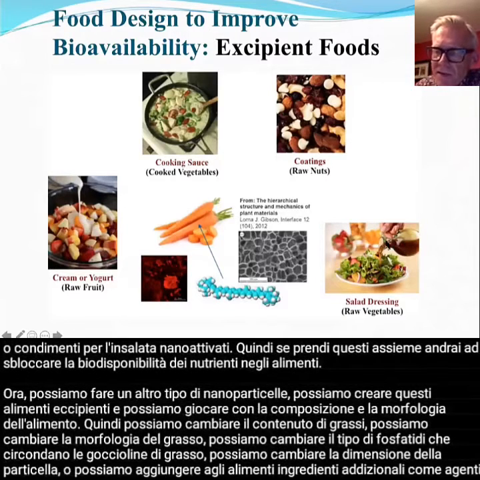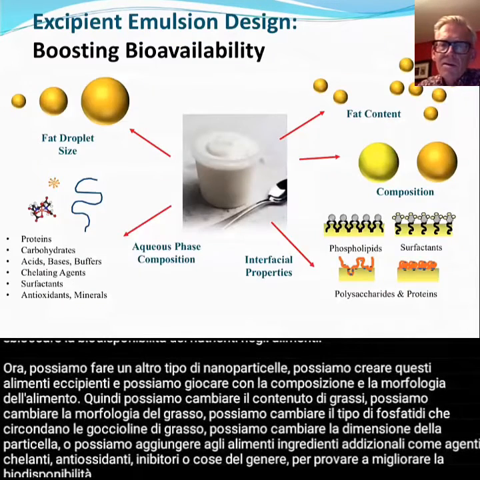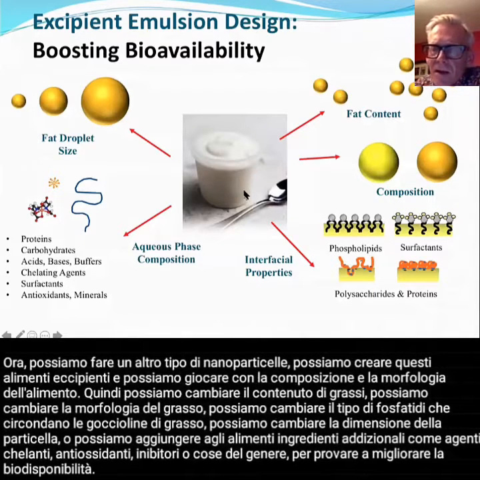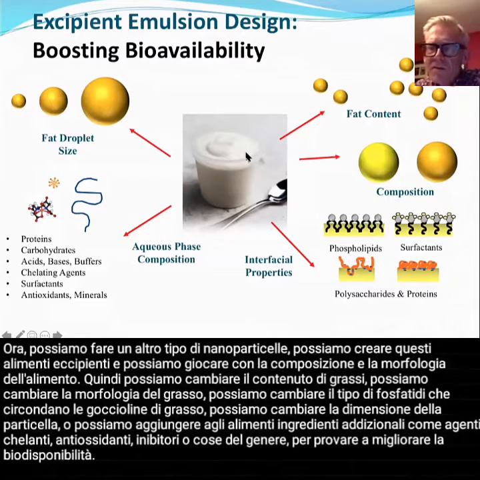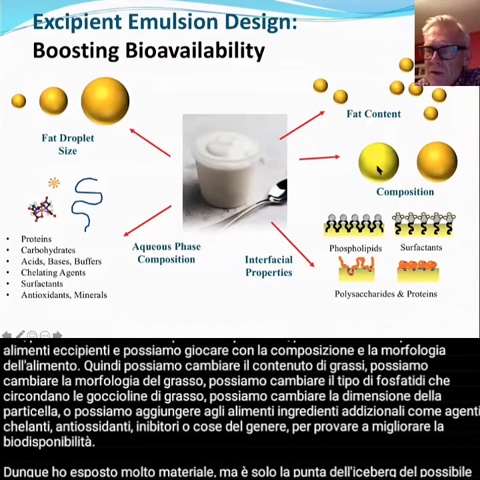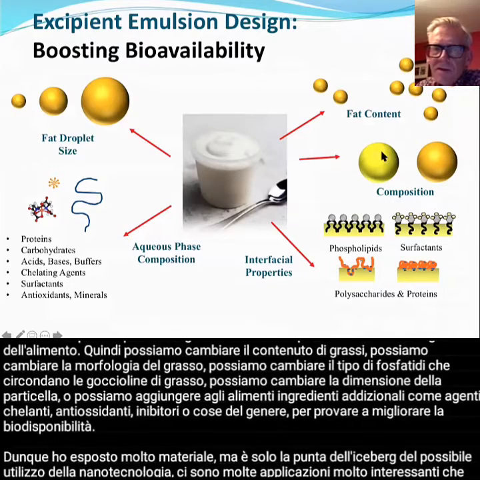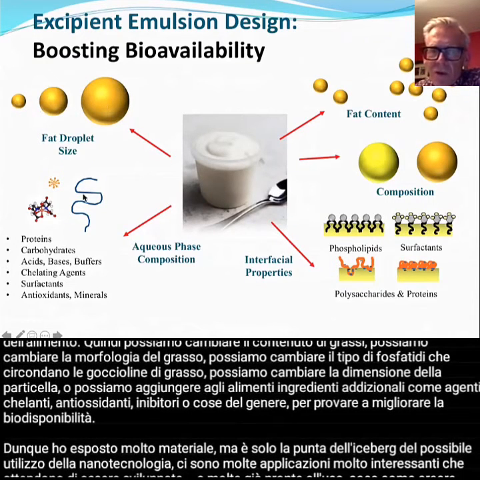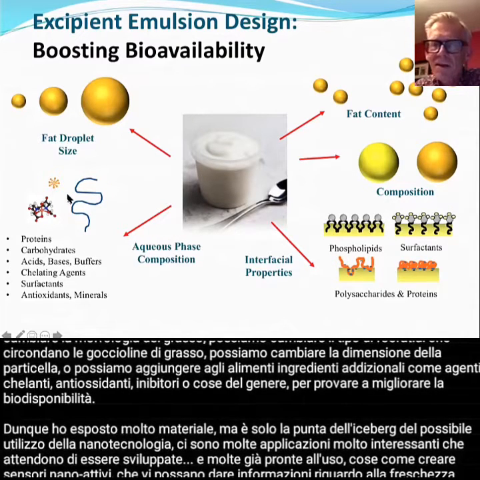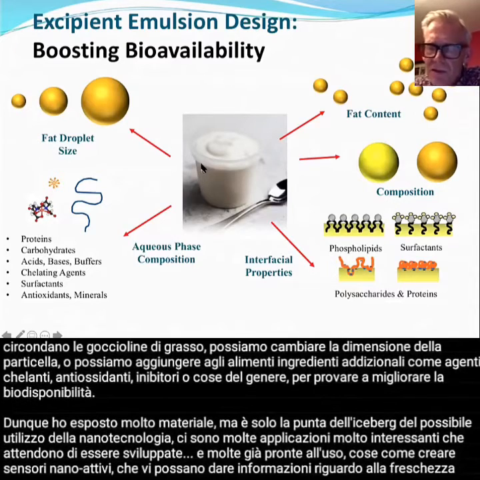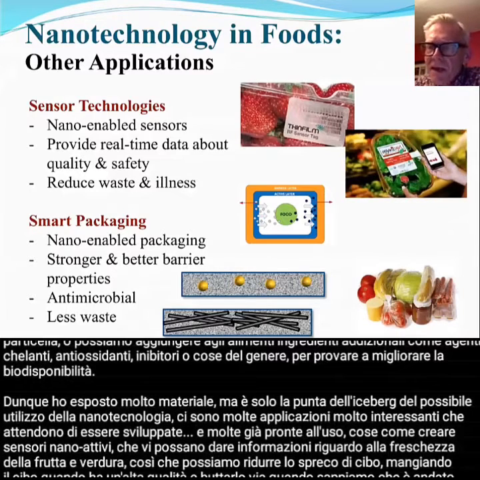So our idea is that if you take these together, you're going to boost the bioavailability of the nutrients in the foods. Just like we can with other kinds of nanoparticles, we can create these excipient foods and play with the composition and structure of the food. So we can change the fat content, the composition of the fat phase, the type of emulsifier that coats the fat droplets, the particle size, or we can add additional ingredients, things like chelating agents, antioxidants, efflux inhibitors and things like that to try and improve the bioavailability.